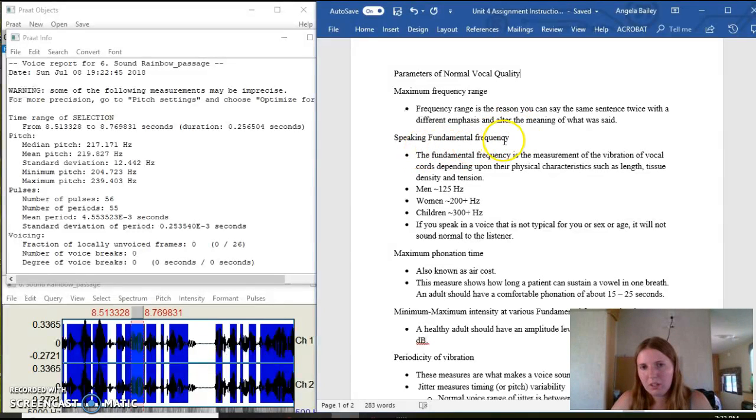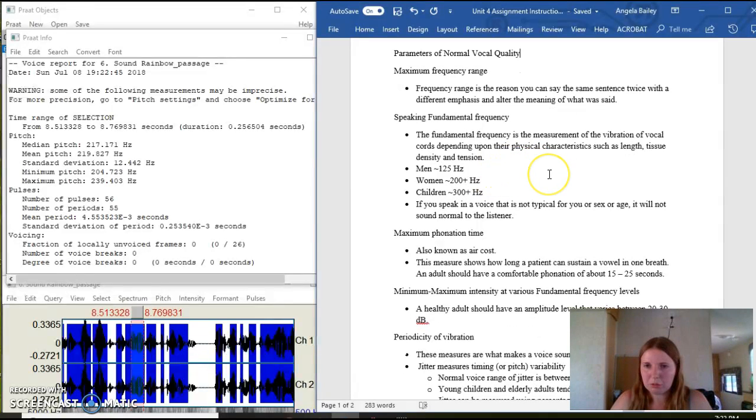The speaking fundamental frequency. So the speaking fundamental frequency really depends on the physical characteristics of your vocal folds, which is why it's going to be different for men, women, and children, because they all have different physical characteristics of the vocal cords. So the average for women is 200 hertz.